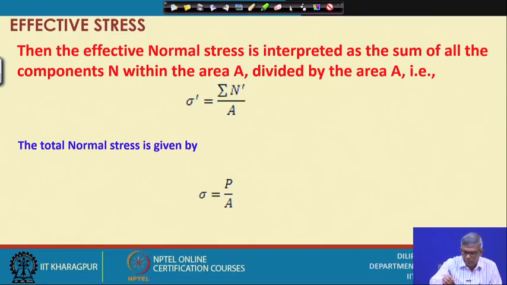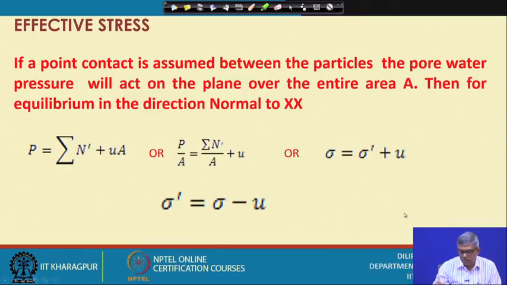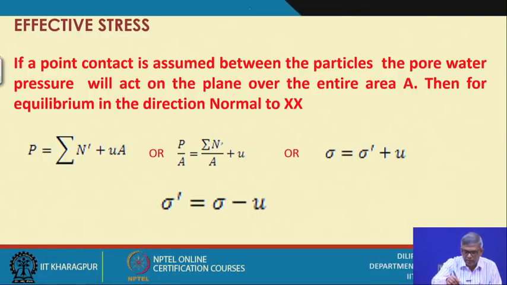And now, if I consider that plane x x that we have considered, and consider vertical equilibrium, that means the summation of all vertical forces will be equal to 0, or the applied force will be equal to the resisting force. So, like that I can use it, and then I will get this equation.